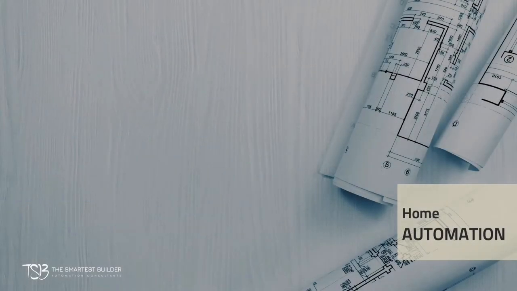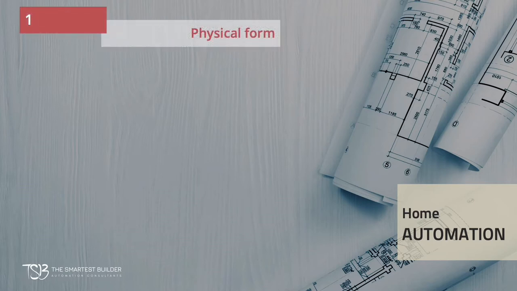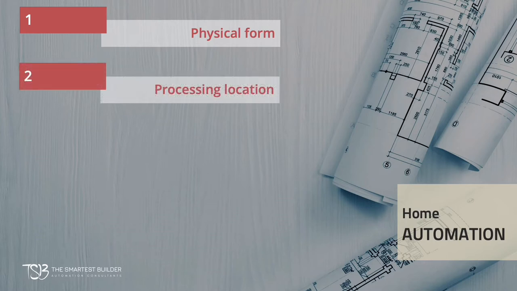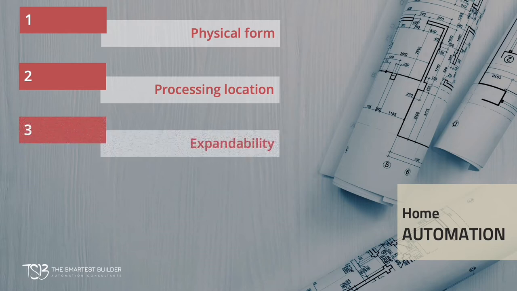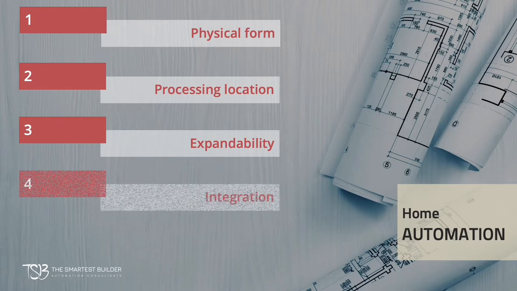There are four key characteristics to consider when selecting a home automation system. Number one, the physical form of the home automation. Number two, the processing location of the home automation. Number three, the expandability of the home automation. And finally, number four, the friendliness of the home automation system with other devices.